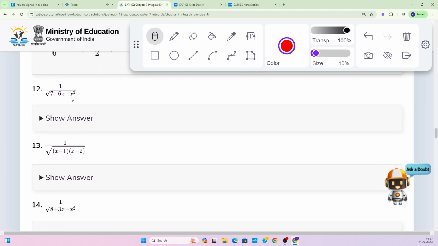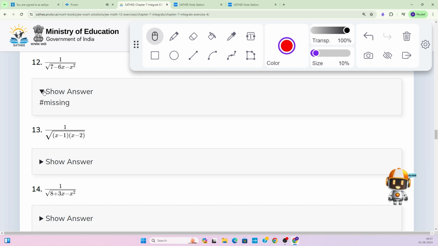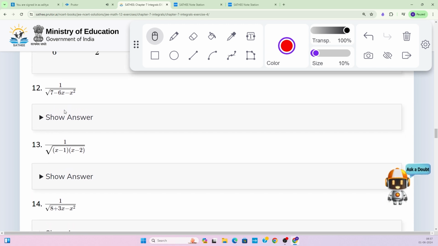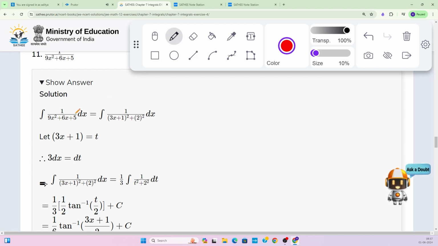Integrate 1 by root of 7 minus 6 minus x square. Integrating this is quite simple. Just perform these steps. First of all, make this denominator quadratic expression in the form of some a square plus some b square, and take the x term equal to t.